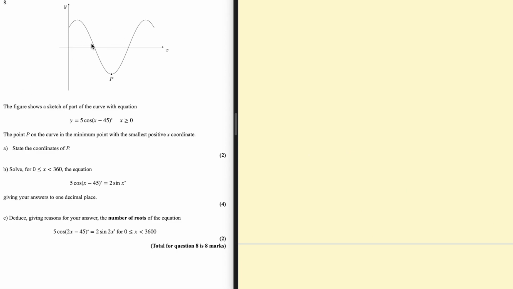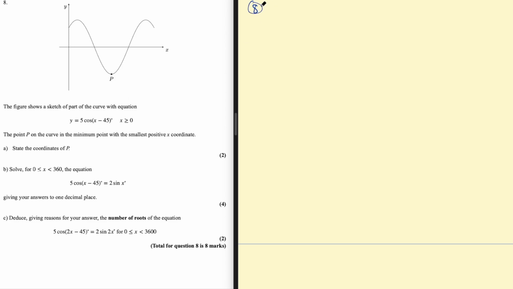Question 8 gives us a graph, and it says the figure shows a sketch of part of the curve of the equation y equals 5 cosine of (x take 45), where x is greater than 0. The point P on the curve is the minimum point with the smallest positive x coordinate. Part A says state the coordinates of P. So here you need to recognize this is a transformation of the cosine function.